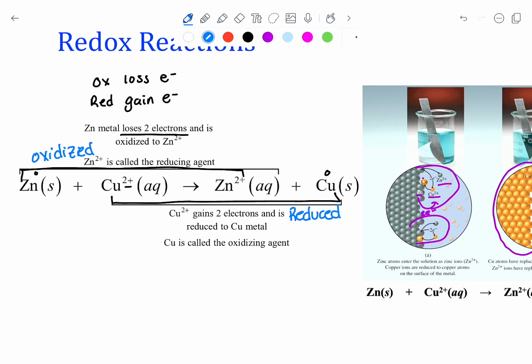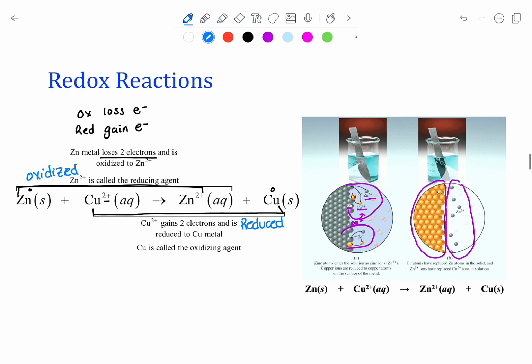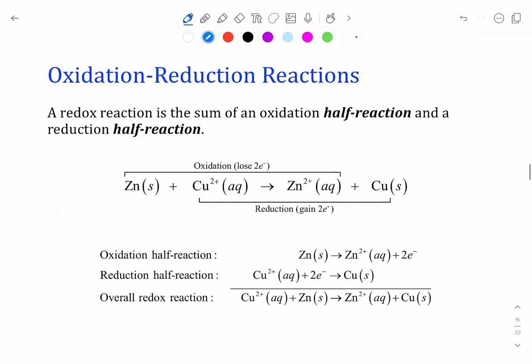So oxidation and reduction reactions, again, are the exchange of electrons between our 2 reactants. And oxidation is the loss of electrons, and reduction is the gain of electrons. A redox reaction overall is the sum of an oxidation half reaction and a reduction half reaction. So half reactions are just showing for that specific metal or that specific compound what is happening to the electrons. So it's really just showing half of the reaction that's going on.